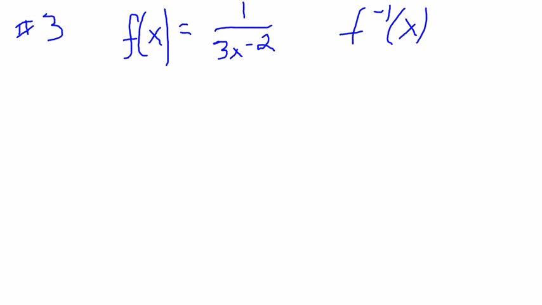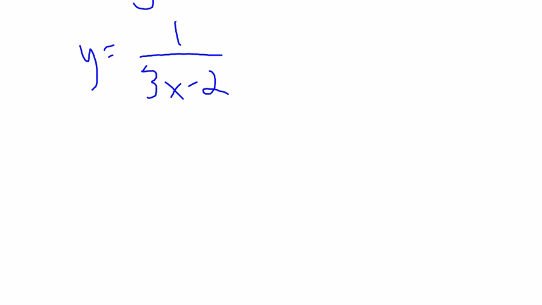So, first thing I'm going to do is, usually we graph y equals f of x, so I'm going to look at this as y. I'll write it out. Y equals 1 over 3x minus 2. First step is to switch x and y, so I'm going to make this x equal to 1 over 3y minus 2. Now, I need to solve for the new y.